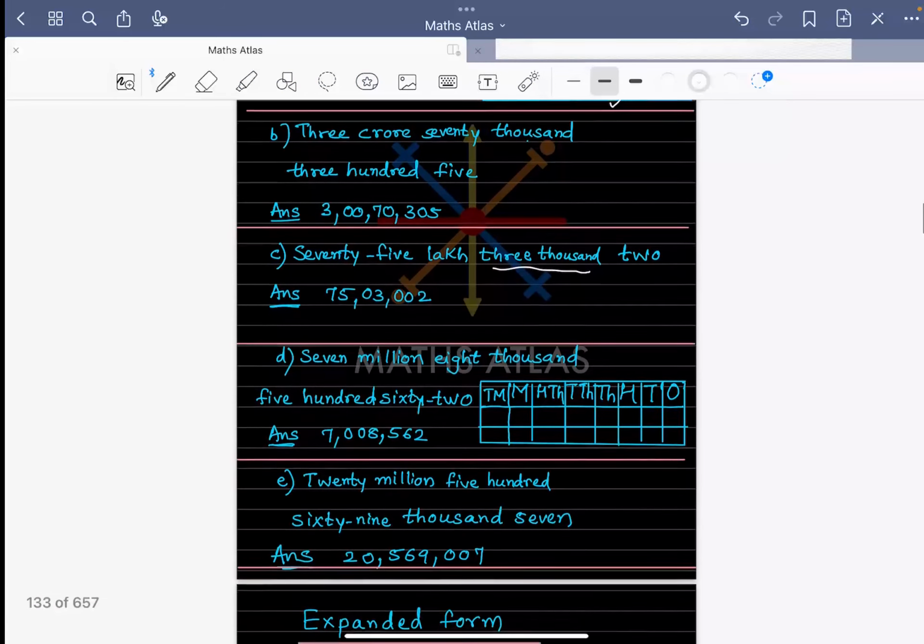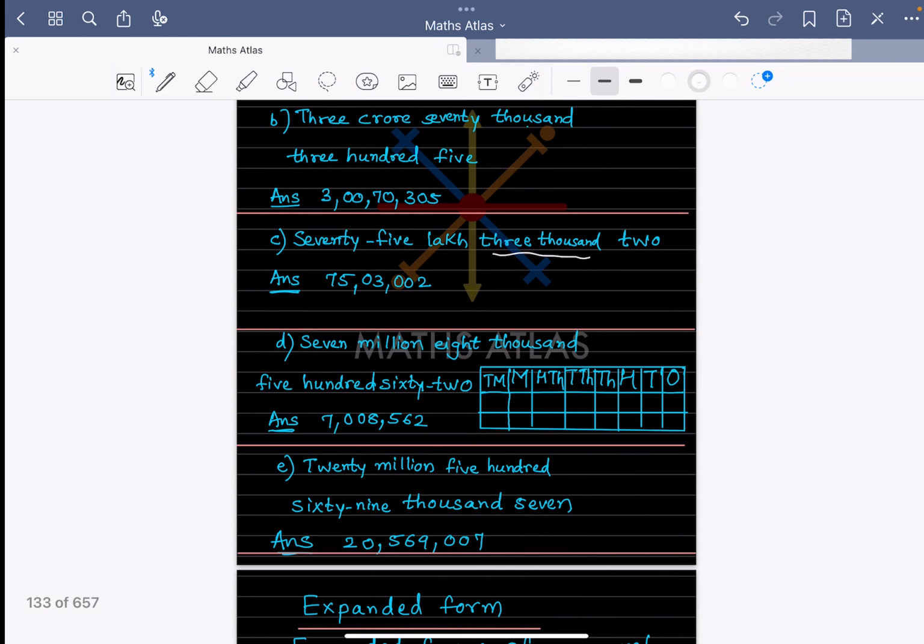Now let us go for the D. So here again, what does this say? That is 7,008,562. So how are you going to write this one? There is 7 million, which means you are going to write 7 million, they said. So 7 million, over here.